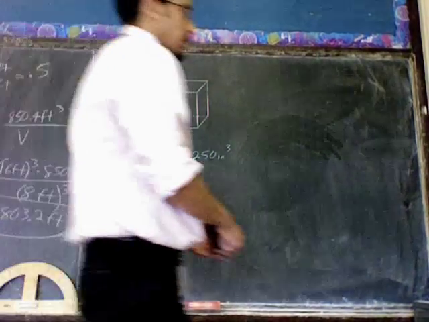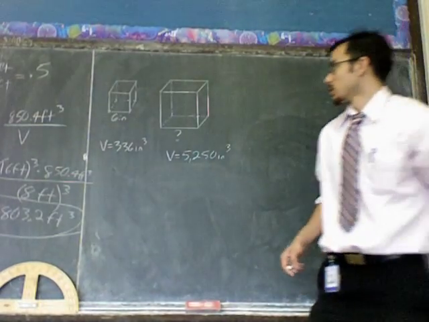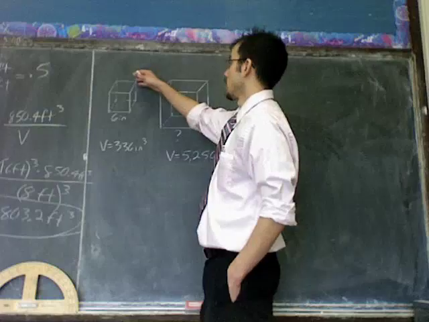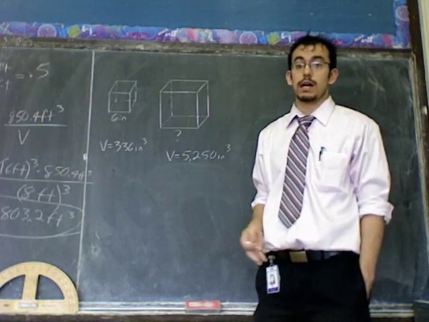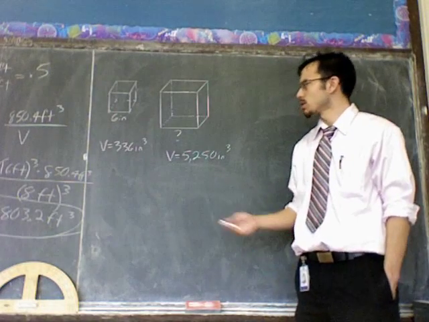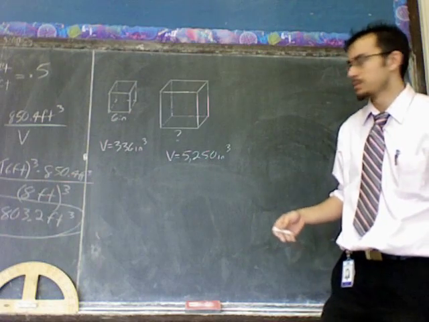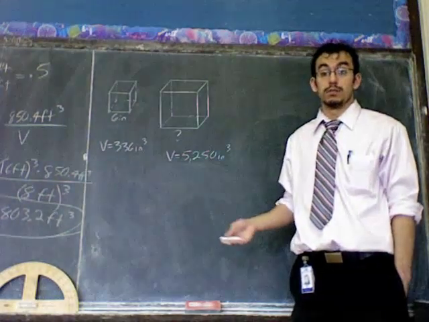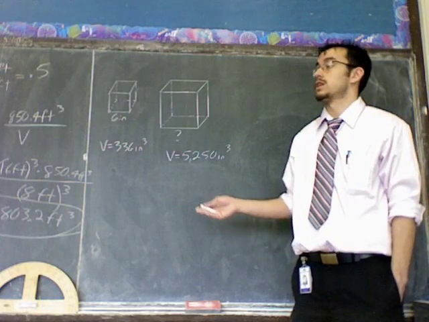A problem like this, I'll give you both volumes, and I'll tell you right off the bat, I don't have it written, but in a problem like this, I would tell you these solids are similar. I'm telling you these two rectangular prisms, they look like cubes, but they might be rectangular prisms, are similar solids. So we can set up pretty much the same ratio.